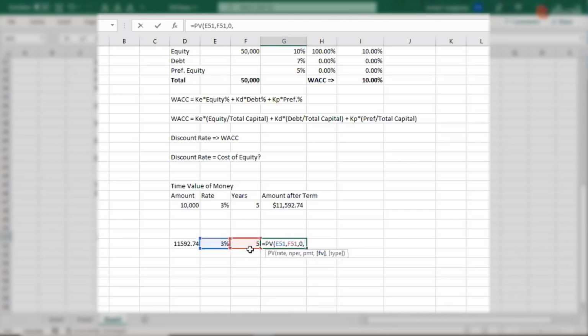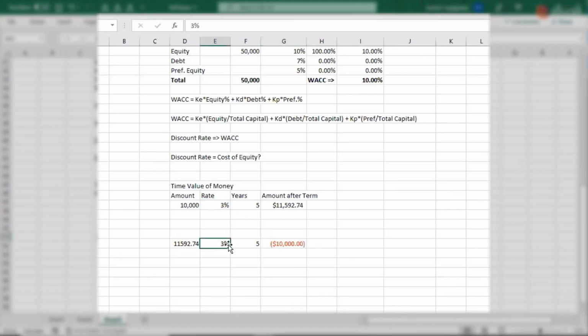So future value is this. So I'll refer to this, close the brackets, and $10,000. It's showing negative, indicating that it's a cash outflow. So in order to earn this much, today I need to invest this much. Now, the rate over here, this was my interest rate.